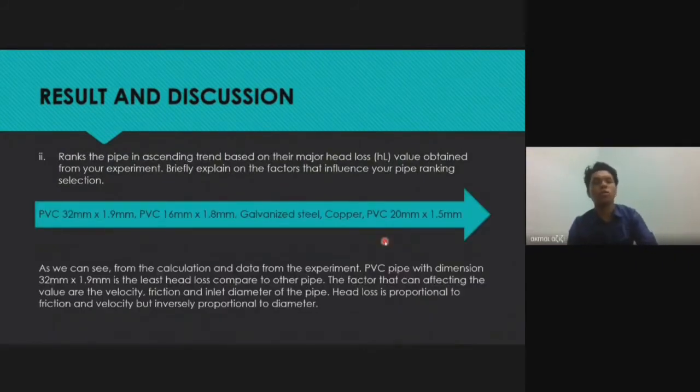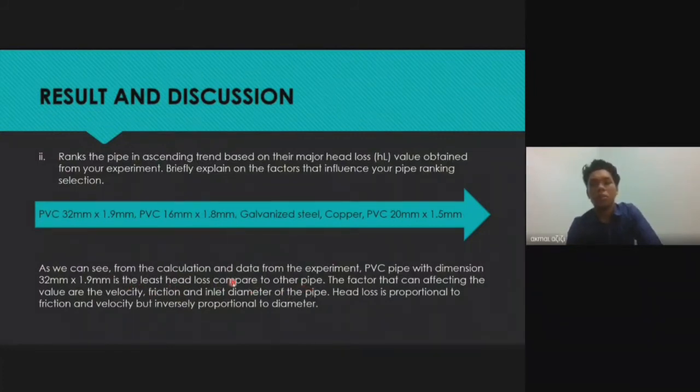As we can see, the lowest value of the major head loss is from the PVC pipe with dimension 32 by 1.9 millimeter, and the highest one is PVC pipe dimension 20 by 1.5 millimeter. From the calculation data, PVC pipe with dimension 32 by 1.9 millimeter has the least head loss compared to the other pipes.